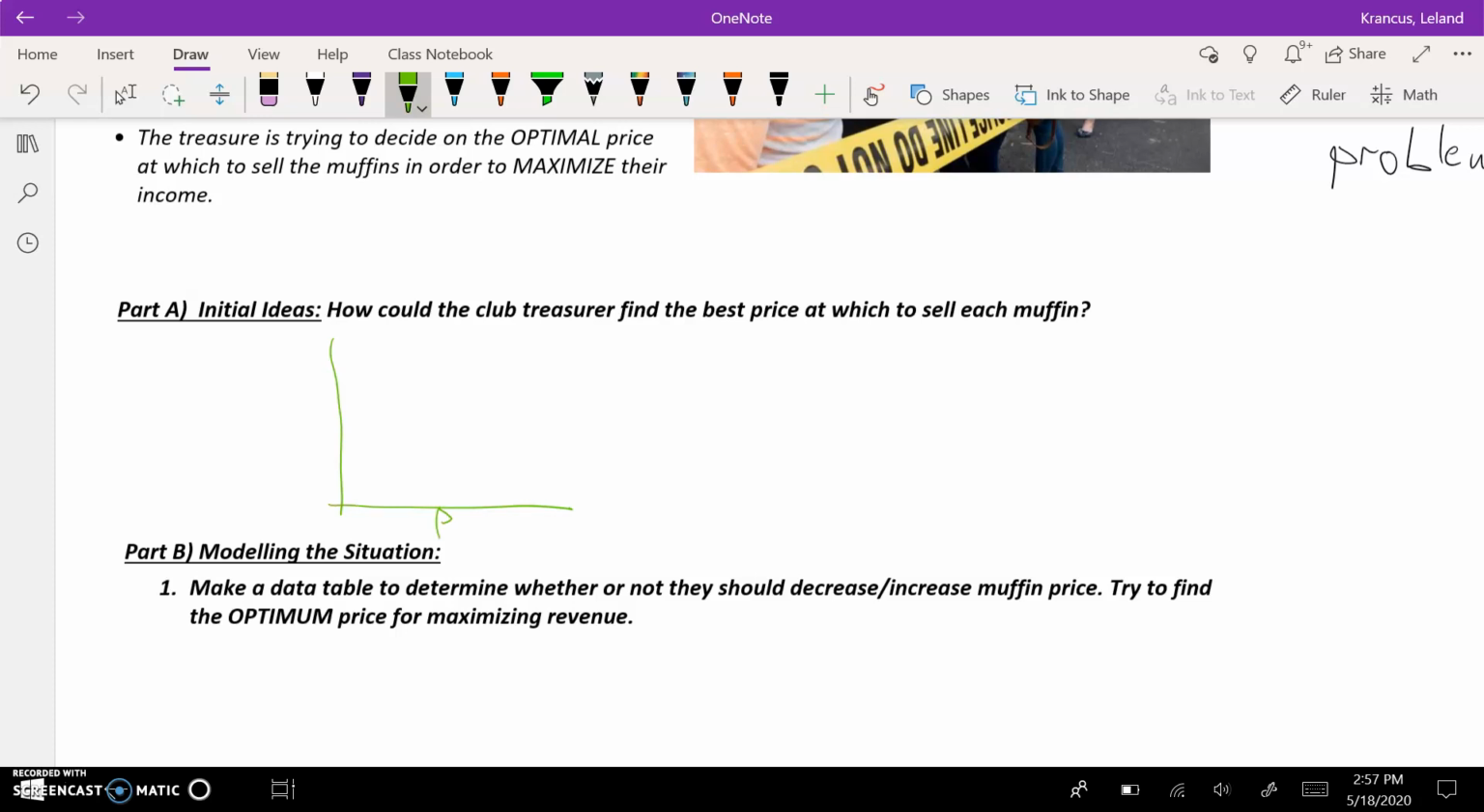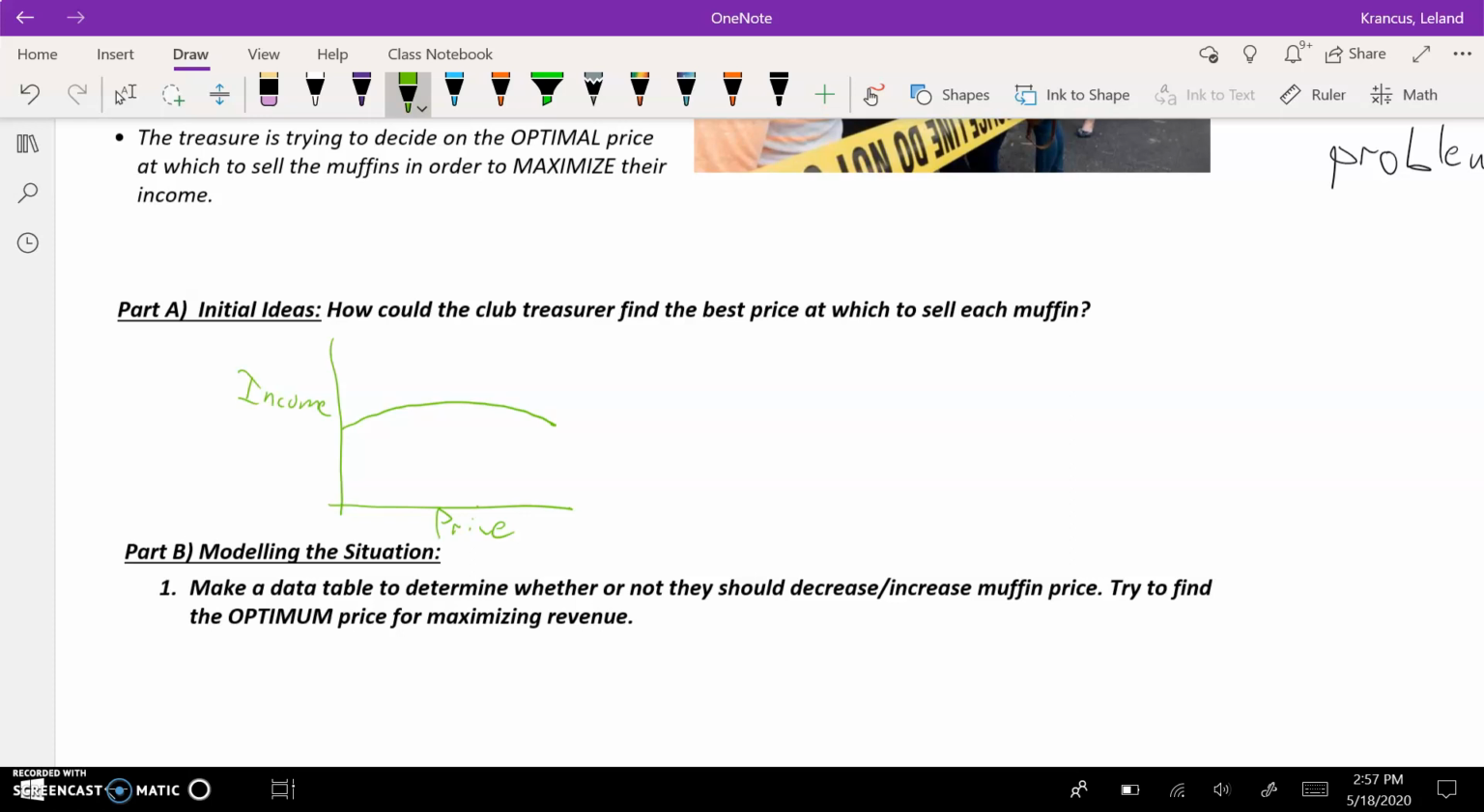So the thing that they have control over, their independent variable, is the price, and revenue or income, using those two interchangeably, is affected by the price and the number of muffins sold. So you can imagine as the price goes up or down, it's going to affect how much income they make. And in this case, it actually makes a curve kind of like this.